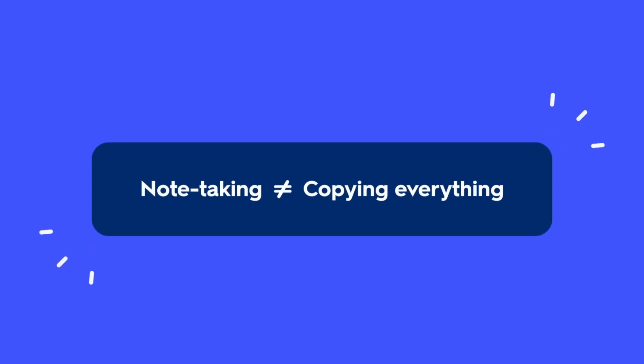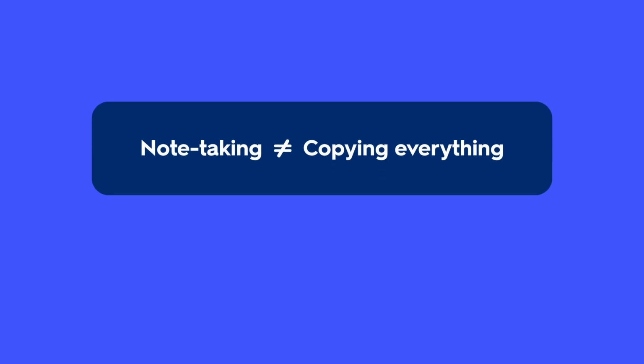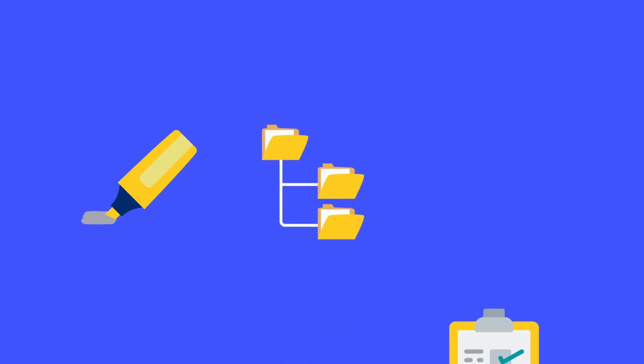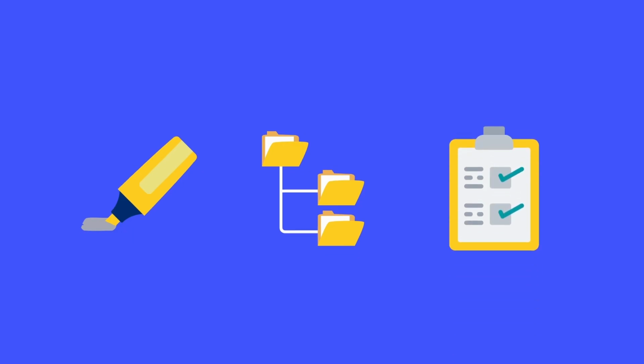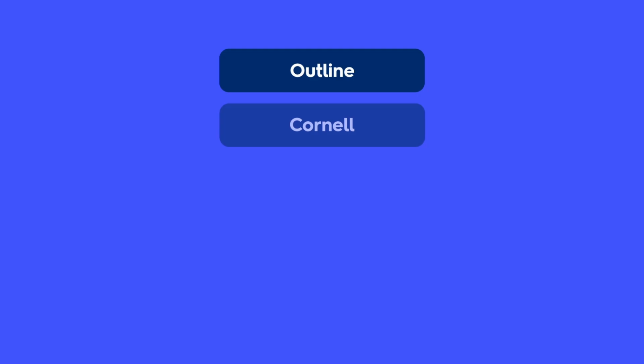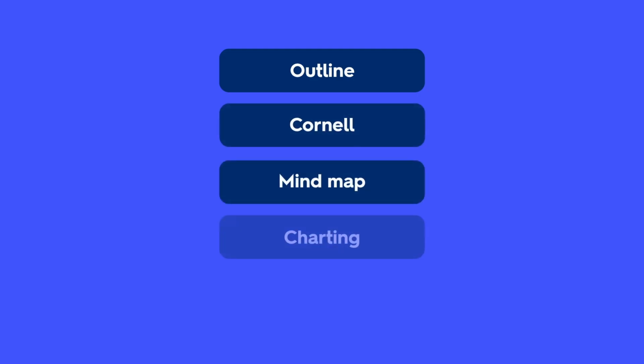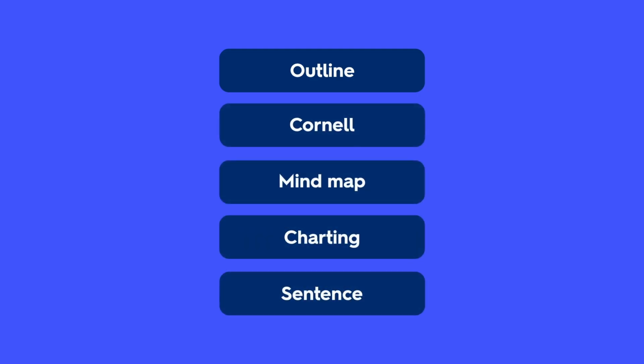First, the big idea. Note-taking isn't about copying everything. It's about capturing what matters, organizing it clearly, and making review easier. The 5 methods we'll cover are outline, Cornell, mind map, charting, and sentence.